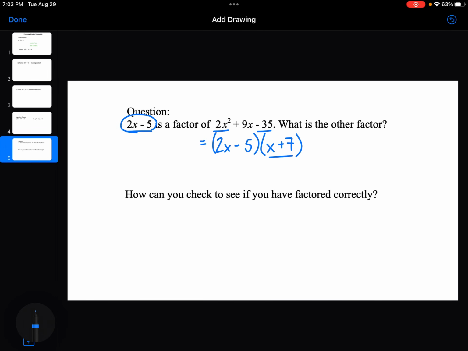We actually don't have to check our middle term, because if they're both factors, that's the only way for this to work out. Let's say we did want to do a check. All we would do is FOIL this out. This is a more formal way to do it. 2x times x is 2x squared. 2x times 7 is 14x. Then we'd get negative 5x and negative 35. Collect like terms in the middle. And we're back to what we started with, so we know we did it correct.